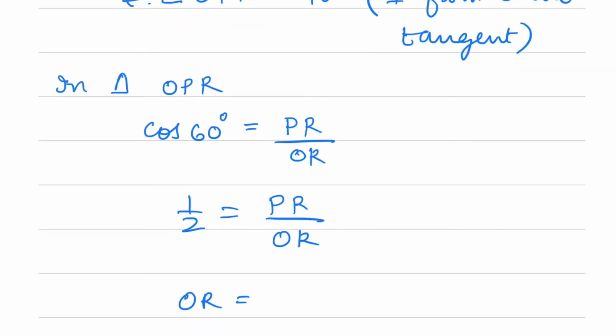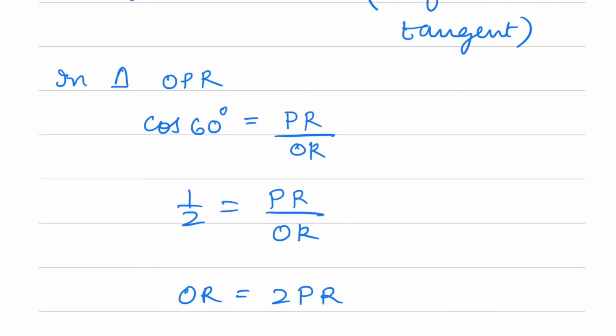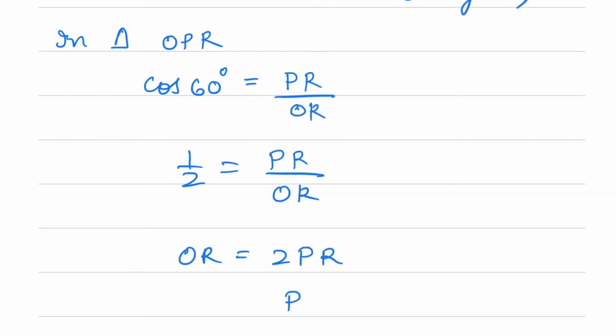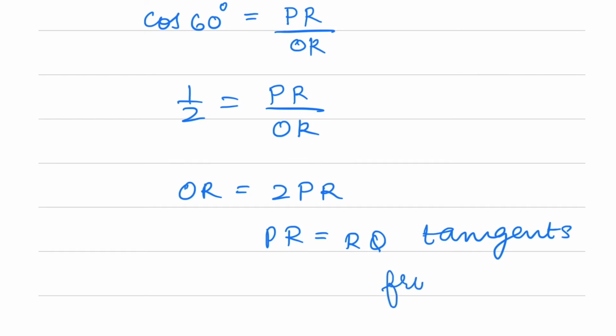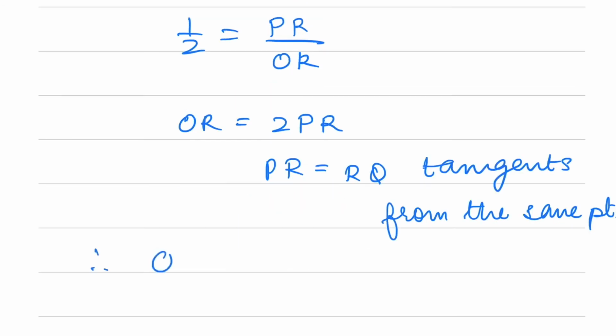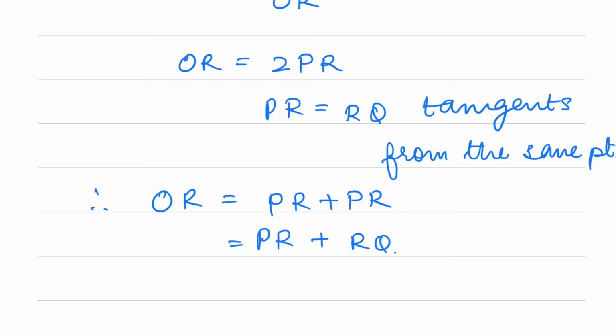OR is equal to twice PR, and we already know that PR is equal to RQ, tangents from the same point. Therefore, OR I can write down as PR plus PR, or also I can write down as PR plus RQ. So hence, proved.